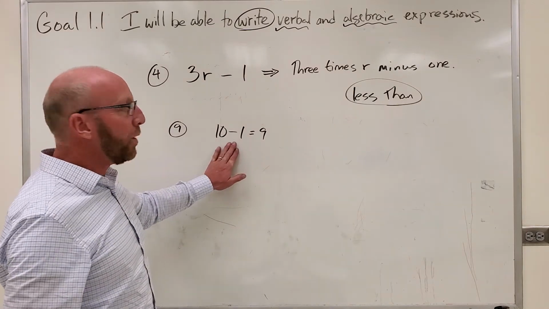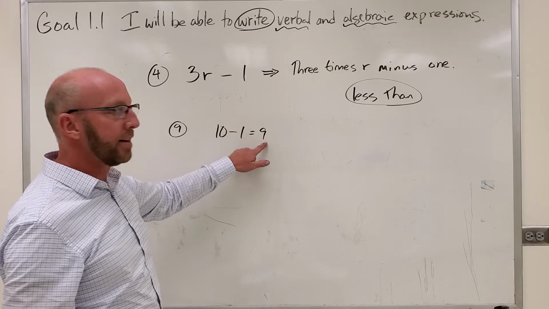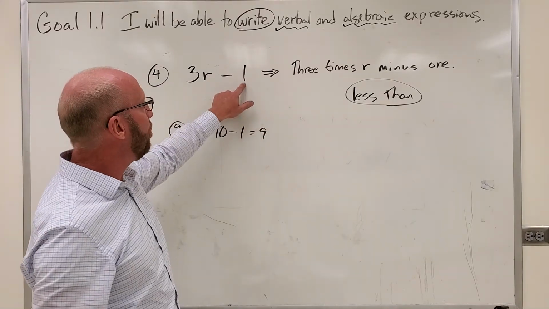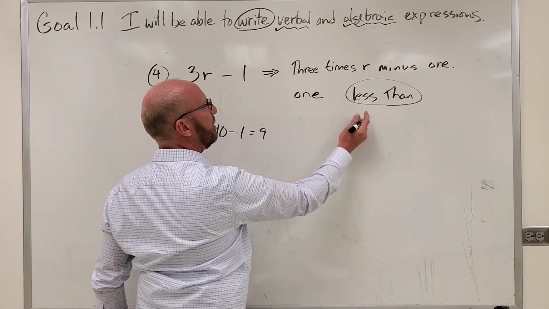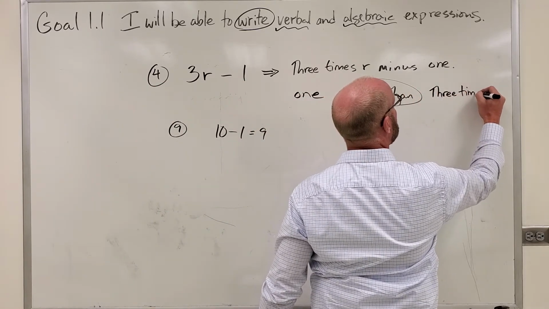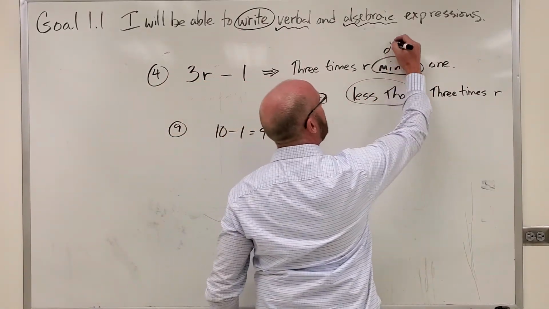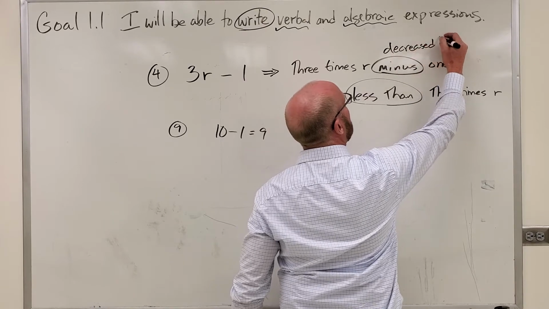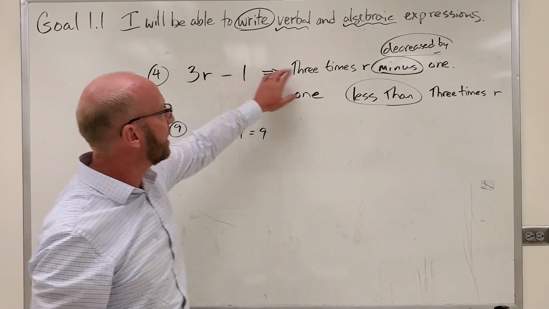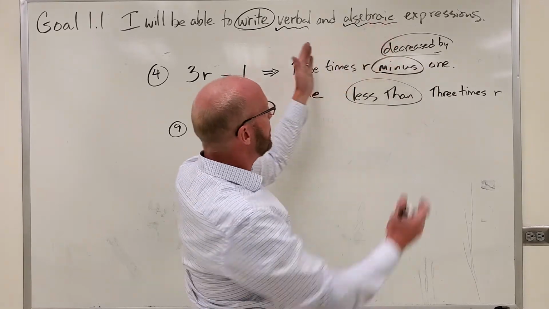So, when I'm saying it, I say this number first. 1 less than 10 is 9. So when you have a subtraction that says the word less than, then the 1 has to come first. 1 less than 3 times r. Notice, if I use the word minus, or if I use the word decreased by, I keep it in the same order. 3 r's first, 1 is second. 3 times r is first, 1 is second. So if I use those English words, keep that order.